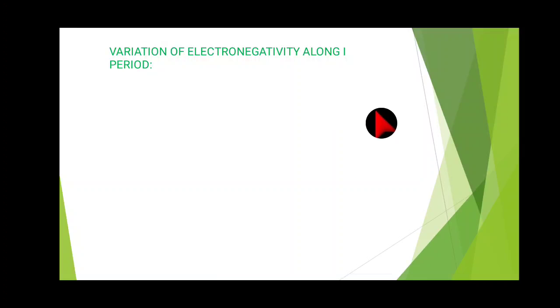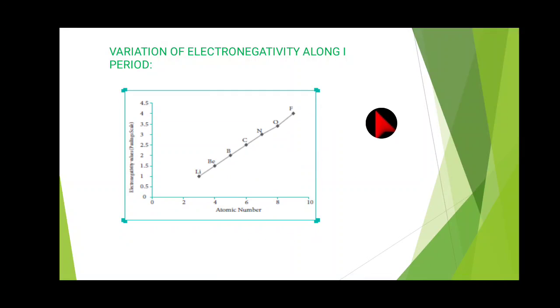Now it is mentioned in the graph. So lithium, beryllium, boron, carbon, nitrogen, oxygen, fluorine. So left to right, the elements are given as per the periodic table. Okay, the x-axis is atomic number, the y-axis is electronegativity. So left to right electronegativity increases. We can get a straight line.